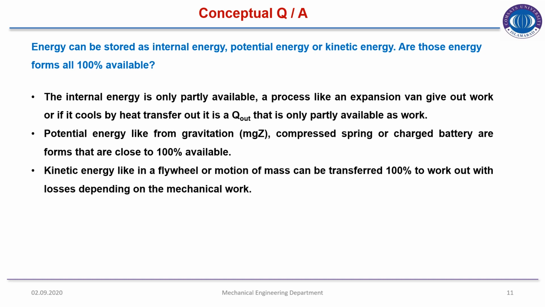You are asked that there are three basic types of energies: internal energy, potential, and kinetic energy. Which of these is 100% available? Internal energy is not 100% available, rather it is partly available. Potential and kinetic energy are 100% available. But as the kinetic energy depends upon the motion, there may be a certain loss of kinetic energy due to mechanical work, or frictional loss due to the motion of mechanical equipment.